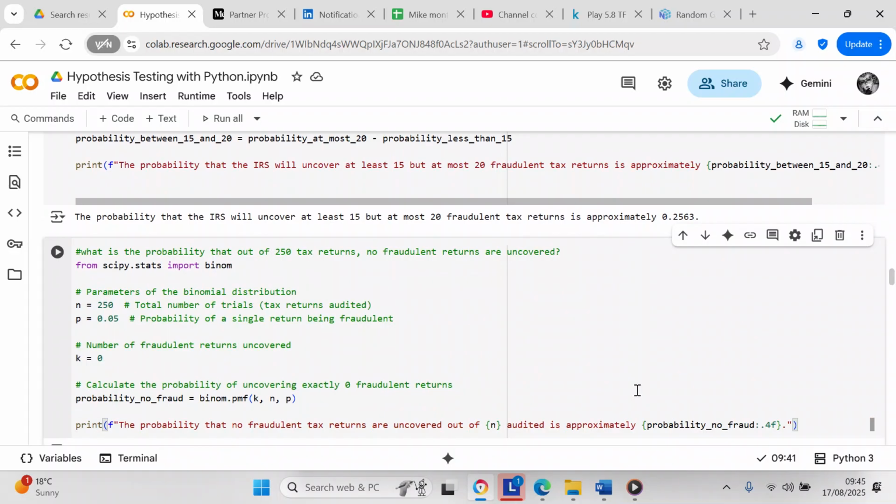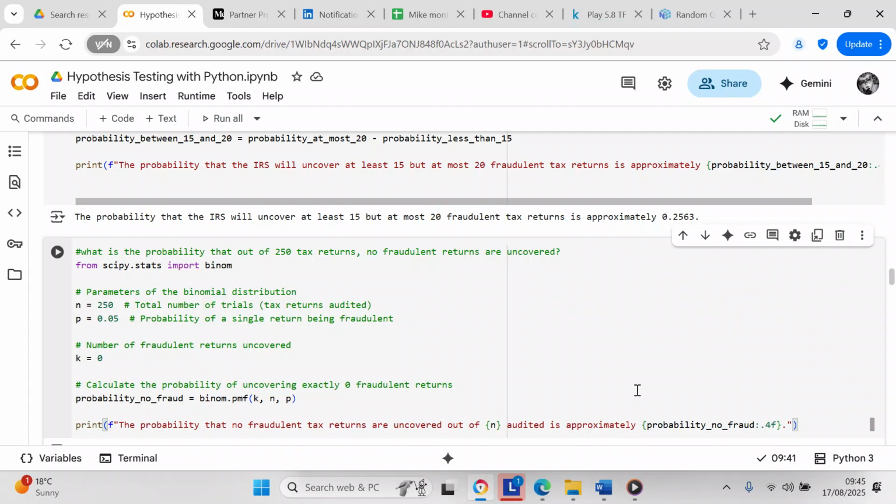So the next question we have is, what is the probability that out of 250 tax returns, no fraudulent returns are uncovered? So we're going to import scipy. From scipy.stats, we're going to import binom. And then we're going to set up our parameters. N is the total of tax returns audited, being 250. P is the probability of a single tax return being fraudulent, 0.05. And the number of fraudulent tax returns uncovered is 0.